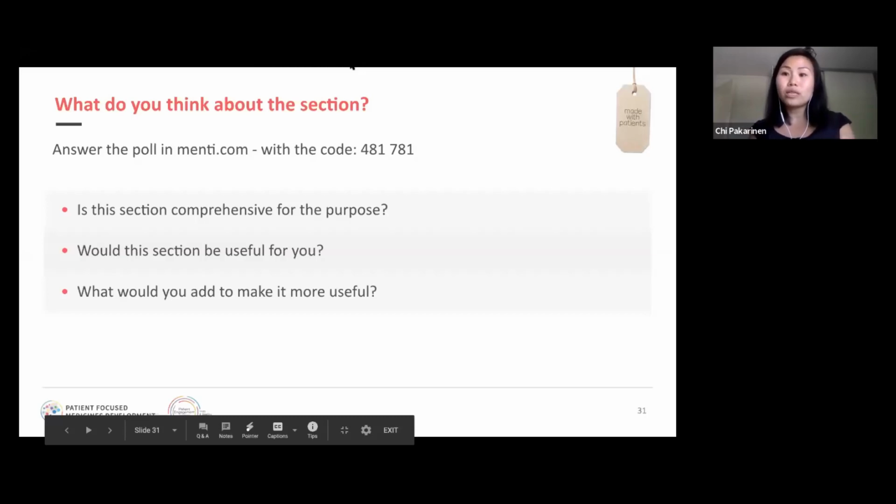I want to also highlight that there are other collaborative partnerships that are working on this paradigm. For example, is one that will come out with a specific recommendation as well, which we will link to in our guidance. So go ahead, menti.com 481781, answer these questions.